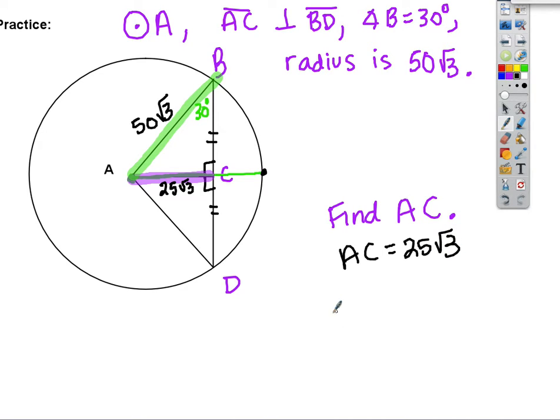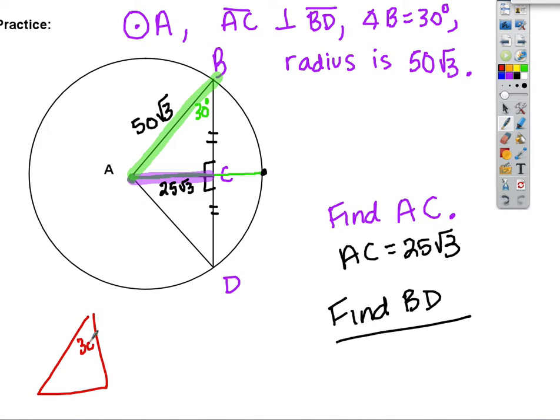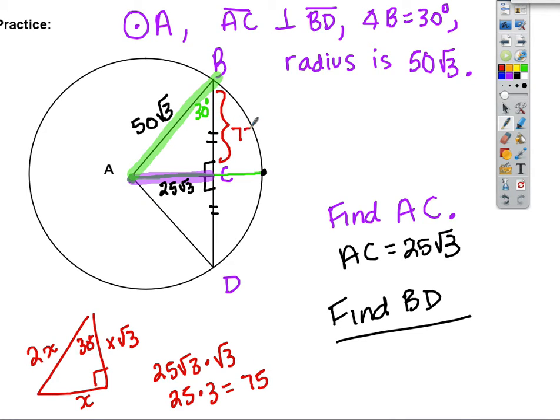Another question I could ask you is, say I said find BD. To do that, remember 30-60-90: here we have 30 degrees, that's x. The hypotenuse is our 2x, and this is our x root 3. If our short leg is 25 root 3, to get the long leg I'm going to have to multiply it by root 3. So it gives me 25 times root 9, which is a whole number, 3. So that's going to give me 75. So from B to C, that's 75. But I wanted to find the whole length, BD. Because we know that AC is perpendicular, it bisected, so BD is 150.